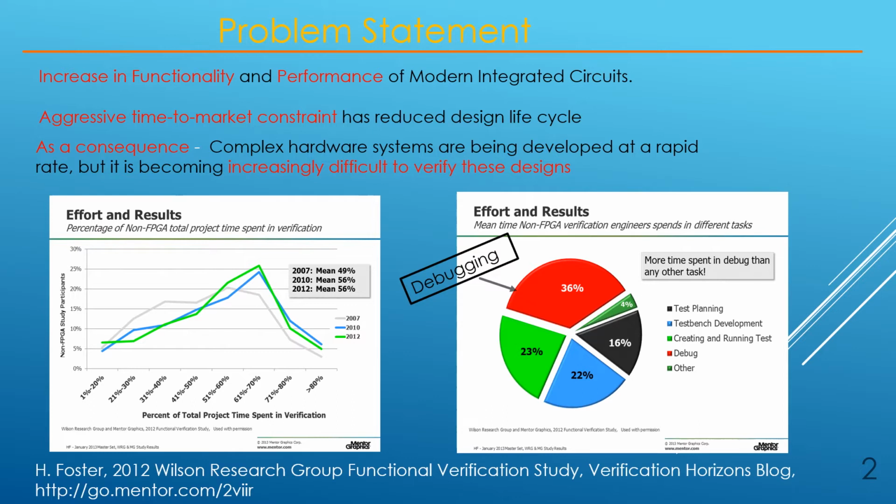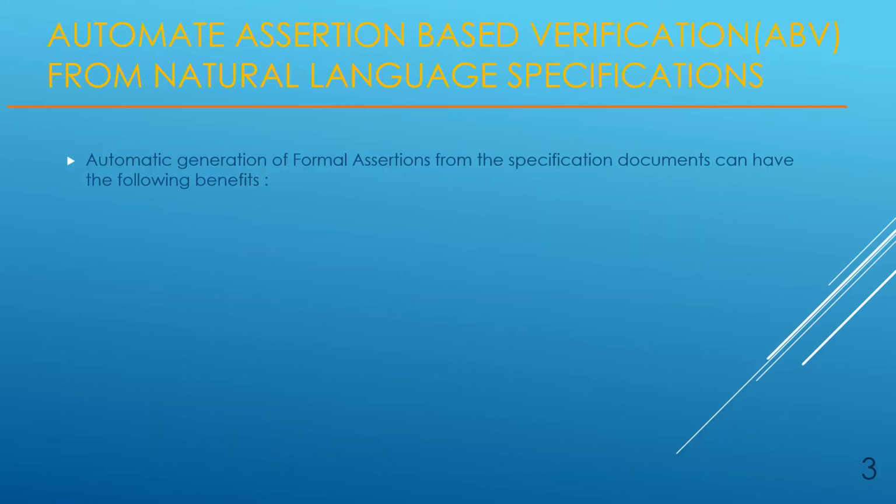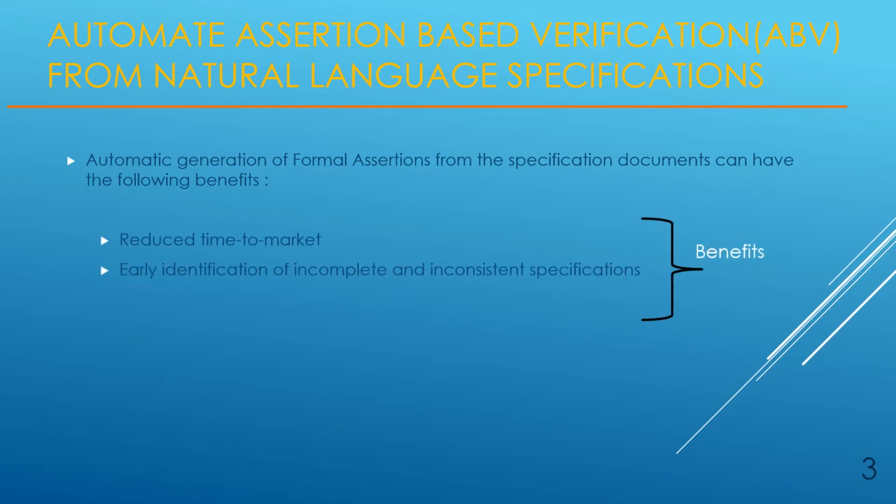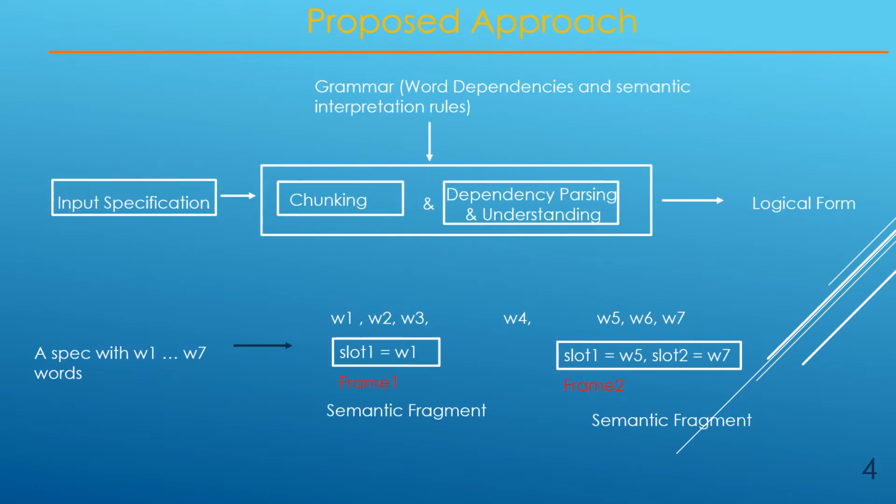Assertion-based verification is a commonly used technique for debugging. In this work, we are automating the assertion-based verification from natural language specification. Automatic generation of assertions from specification documents has the advantage of reduced time to market, early identification of incomplete and inconsistent specifications, and reducing the number of design errors.